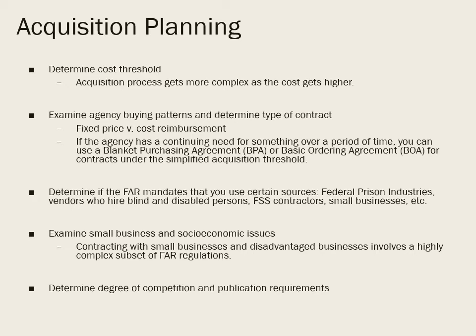Also, during acquisition planning, the agency has to determine if the FAR requires that the agency use certain contractor sources or certain contractor types. We've got federal prison industries, vendors who hire blind and disabled persons, small businesses. There might be some mandatory contract types or sources imposed by the FAR.